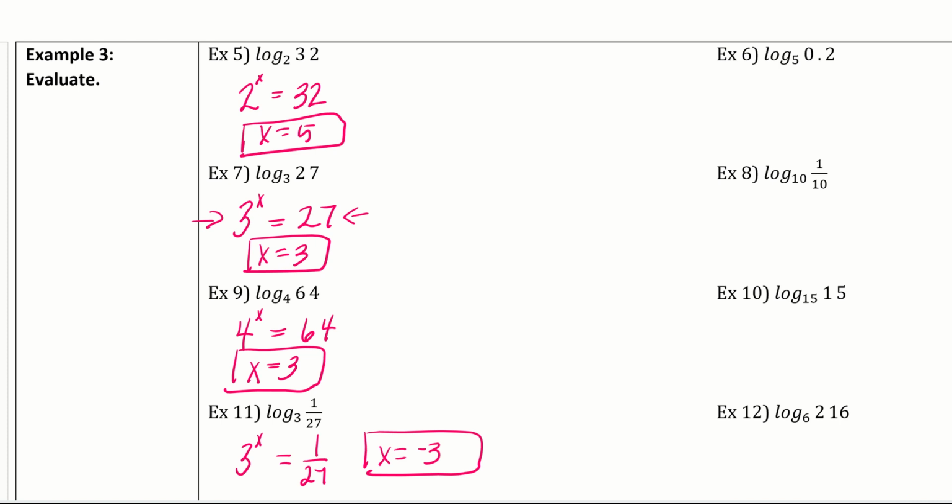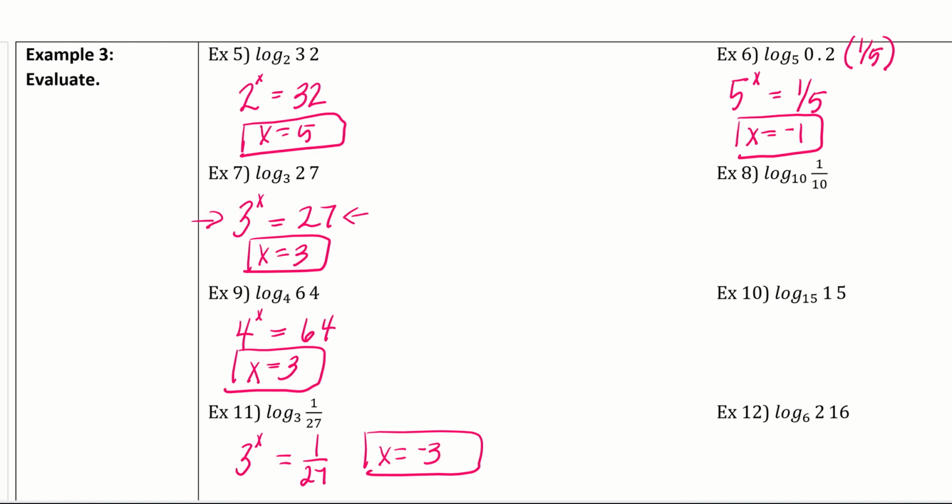All right, example 6 is a decimal. I'm not sure if most of you know that 0.2 is 1/5. But it is 1/5, which would probably help more than a decimal because decimals are kind of tricky. So we could say base 5 to what power would give us 1/5. Well, 5 to the first power gives me 5. 5 to the negative first power will give me 1/5. So this is -1.